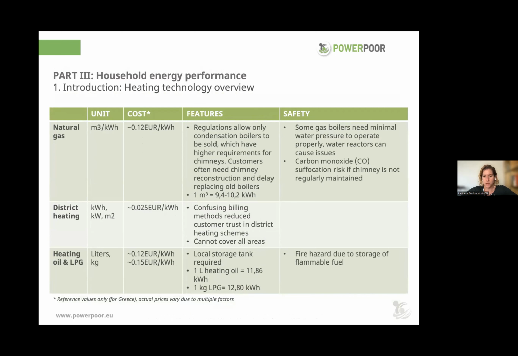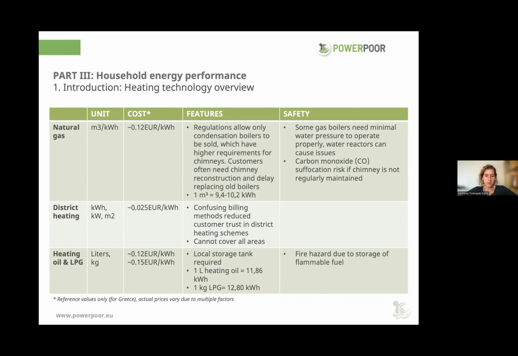Some safety implications are that some gas boilers may need minimal water pressure to operate properly, and these water reactors can cause issues. And of course, there is the carbon monoxide suffocation risk if the chimney is not regularly maintained or placed in an outside space.